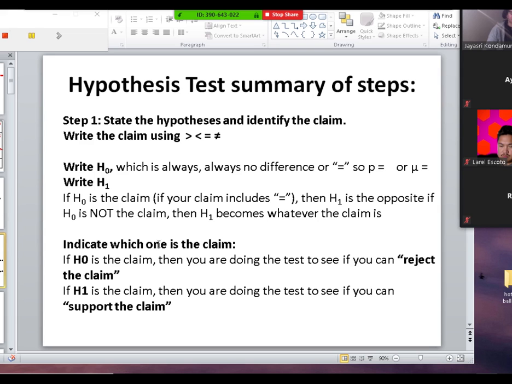And then write down which one your claim is. So write down claim next to which one is your claim. If H naught is your claim, then you're going to write down the word reject next to it, because that's what you're going to use in your summary. If H1 is your claim, then you're going to write down the word support next to it, because later on in step 5 you're going to be using the word support there.